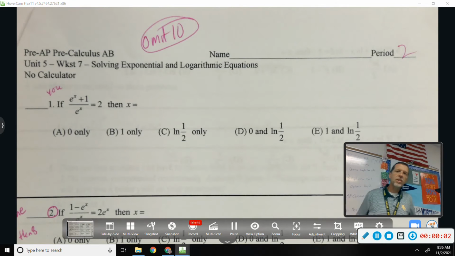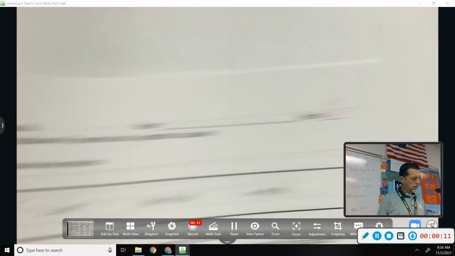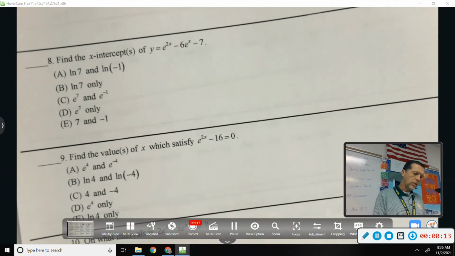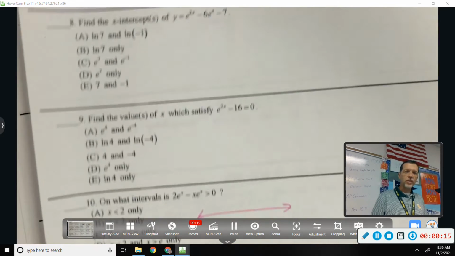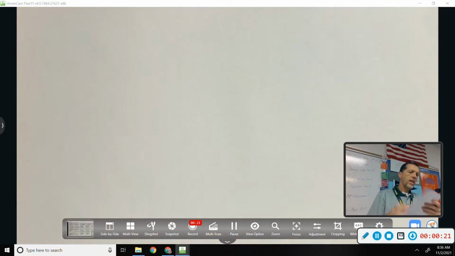On worksheet 7, omit number 10. You'll see what it is if you look at it. It's another one of those inequalities, which would mean draw a number line and test the values and all that stuff, but nah, we're not doing those. So skip number 10.